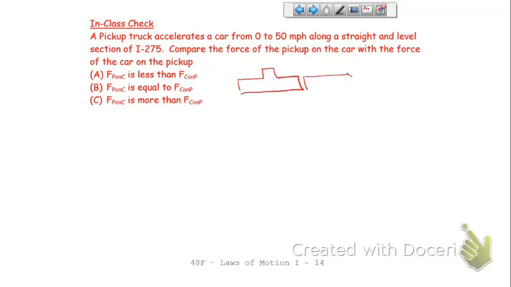But this is a bit earlier. This is when it's speeding up. So there is an acceleration. You're going from 0 to 50 miles per hour. I don't know what it is, but there is an acceleration. The thing is now speeding up.